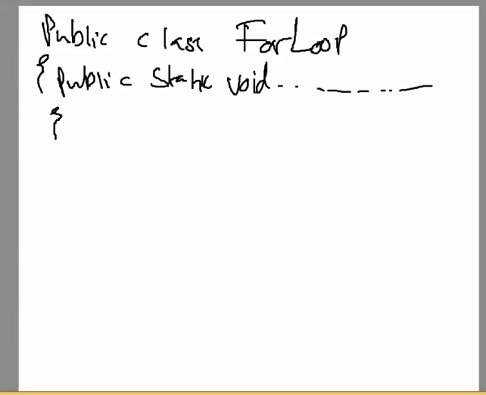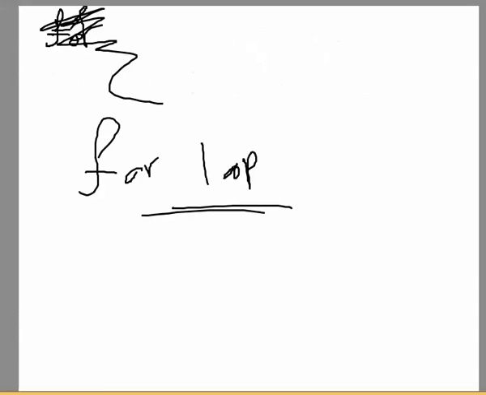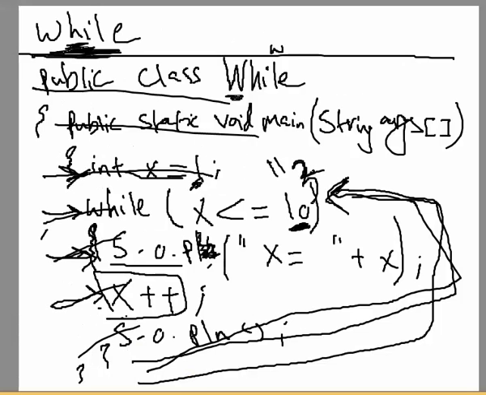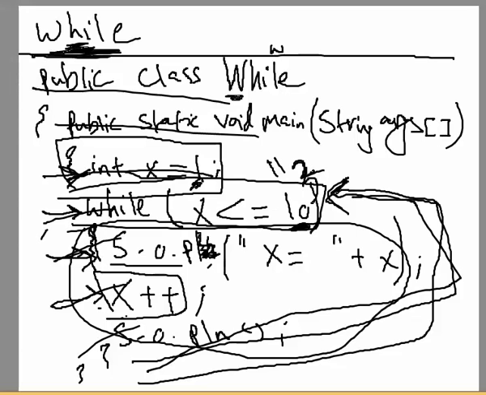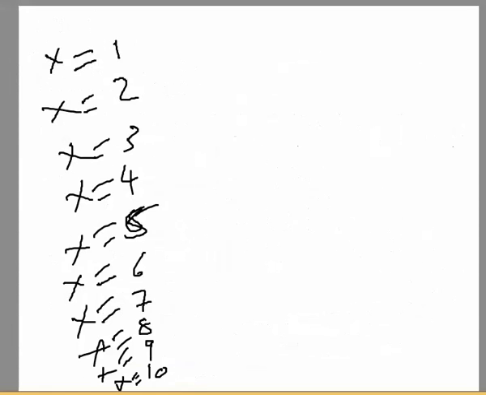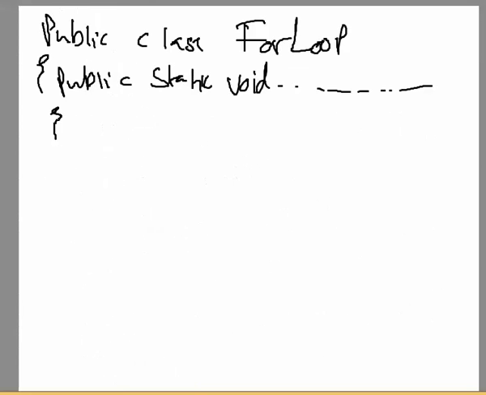Now, as you saw with the while, we always had to declare our variable, x. Then the condition, then the body or the statement. Now with the for loop, the structure is quite different.